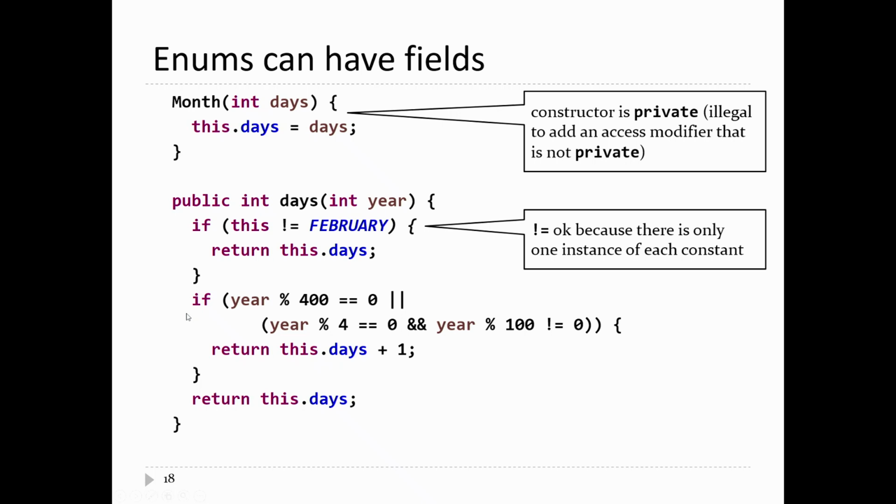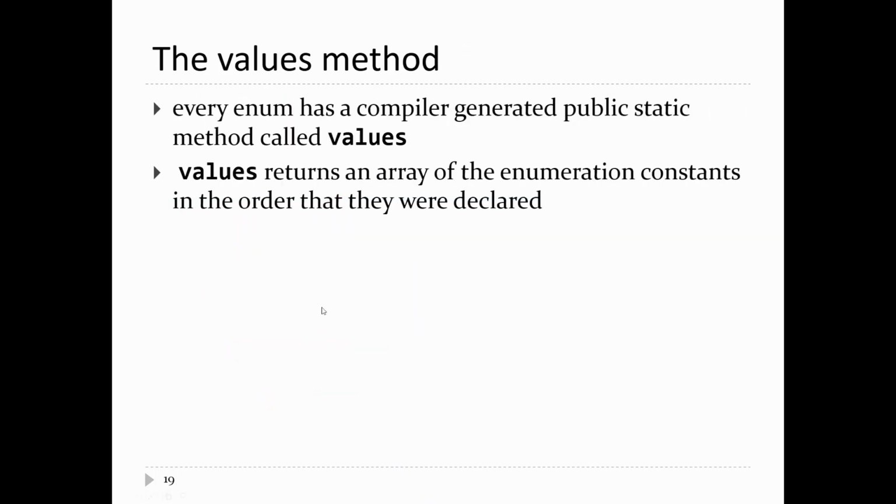So that code there checks if it's a leap year. If you don't know the actual definition of a leap year, you can just look it up. So if it's a leap year, then the number of days is 28 plus 1. Add 1 day, and just return the number of days. So you can add methods to your class as well. And you can add as many methods and fields as you want. So in other words, an enumerated type is just like a regular class, except the constructors have to be private.